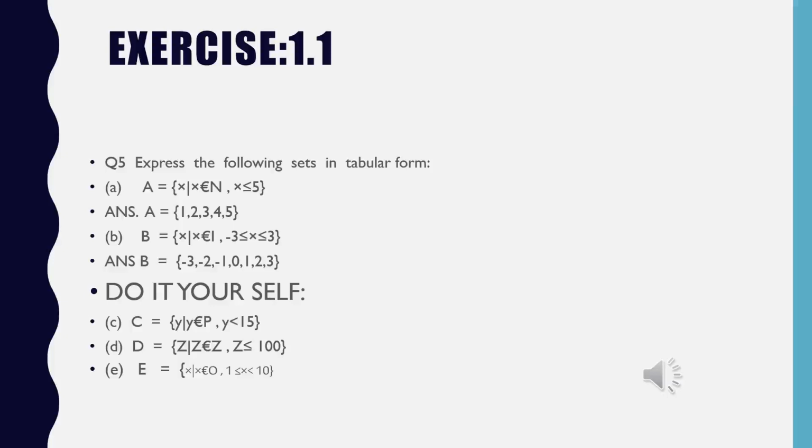And the fifth question of this part is set E is equal to x such that x is a member of odd numbers and x is greater than or equal to 1 and less than 10. Odd numbers start from 1, so 1, comma, 3, comma, 5, comma, 7, comma, 9, bracket close. This is all for question number 5.